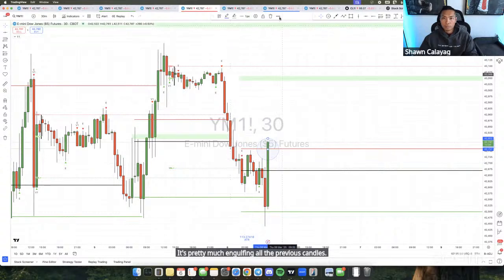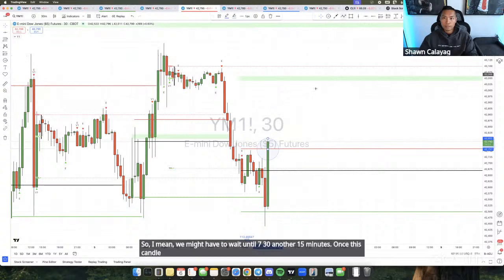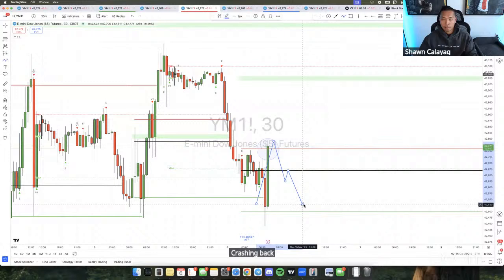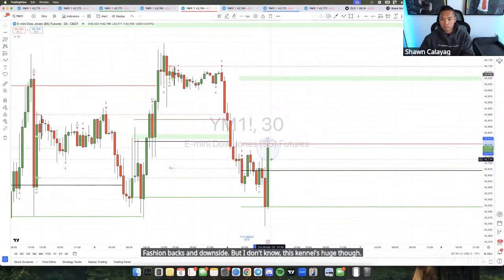So, I mean, we might have to wait until 7:30, another 15 minutes. Once this candle closes, we might have a correction back to the downside. But I don't know, this candle is huge though, from what I can see.